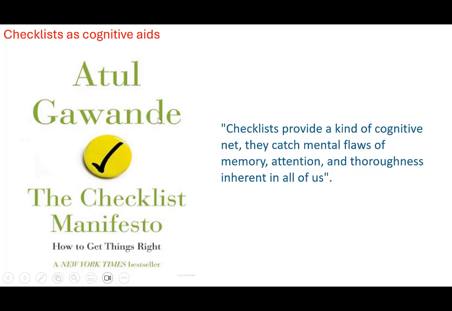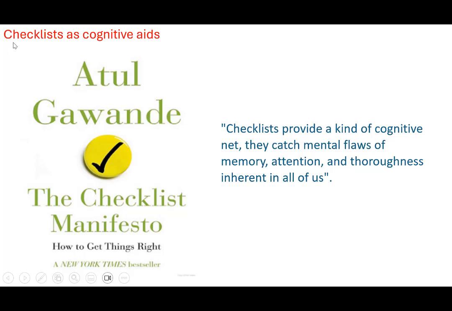This is the other book which I would recommend, read this book here, by Atul Gawande, which is called Checklist Manifesto. So what he's saying is, checklists provide a kind of cognitive net. They catch mental flaws of memory, attention, and thoroughness inherent in all of us. Right? Atul Gawande is a faculty member and a surgeon in Harvard Medical School. So he does surgery and he writes also very well. He's written a number of bestsellers here.